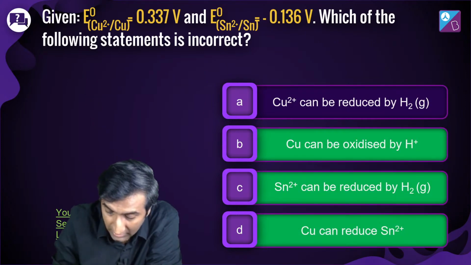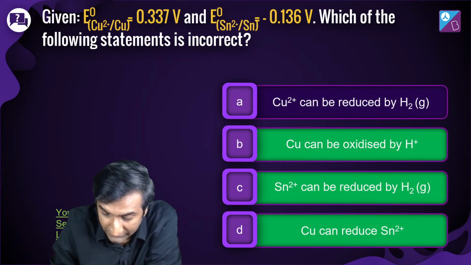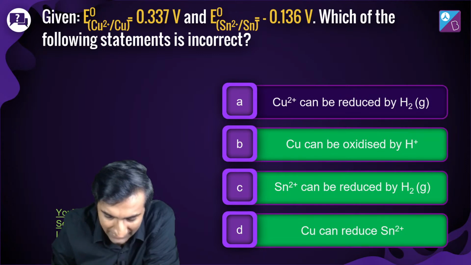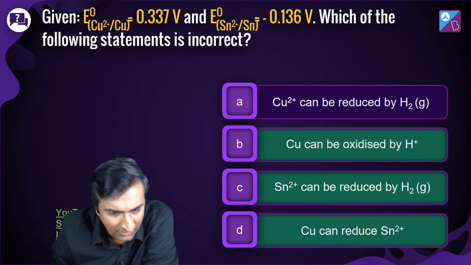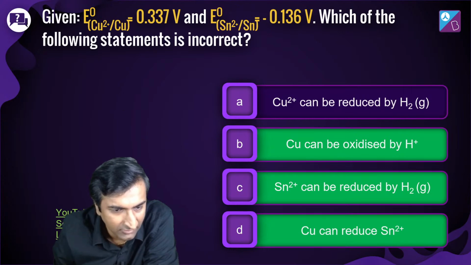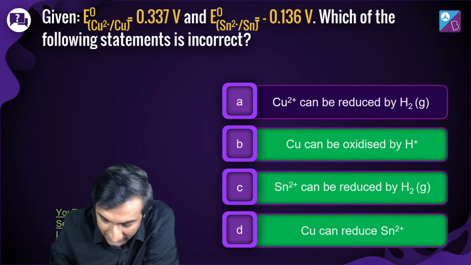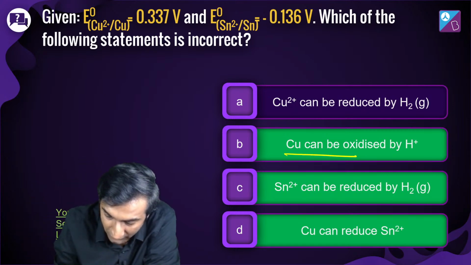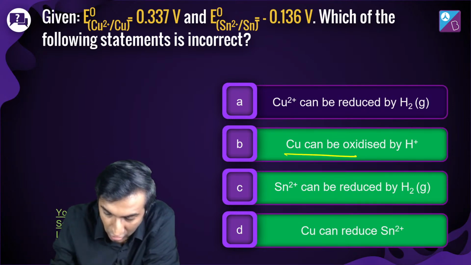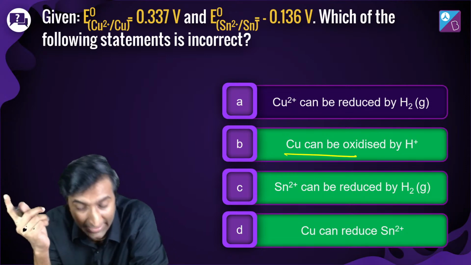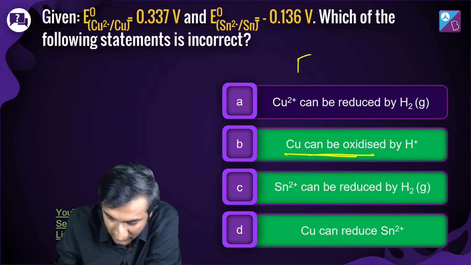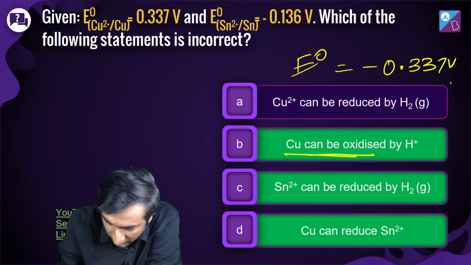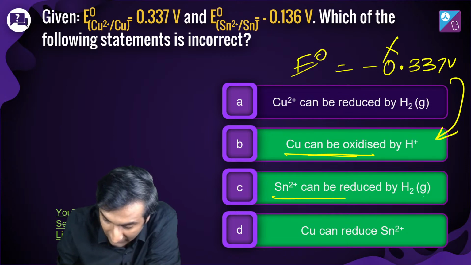Look, if copper is being oxidized by H plus, oh yes, B is incorrect. Sorry, we had to find the incorrect ones. Yes, B is wrong. Correct. So B and D is what you're saying, right? See, C is also incorrect. You're right. Copper can be oxidized. It cannot, right? Because if copper is oxidized, then the E naught becomes negative. If copper is oxidized, then E naught is going to be negative 0.337 volts for this. So it's incorrect. Sn2 plus can be reduced by H2.